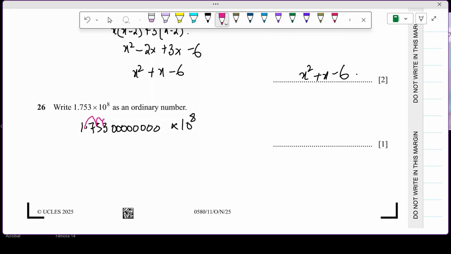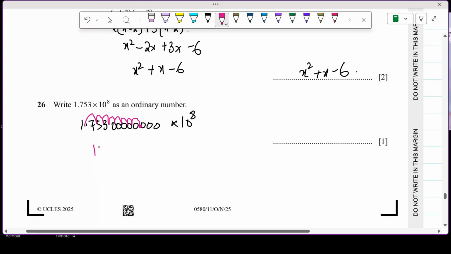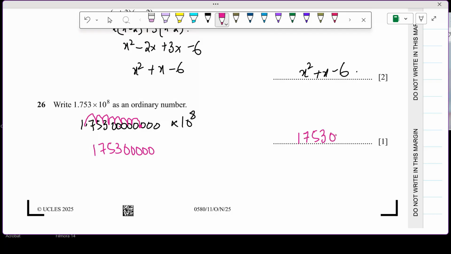1 2 3 4 5 6 7 8. So the point will be here. So this is equal to 1753 and 1 2 3 4 5 zeros. So we can say that the ordinary number is 175300000.